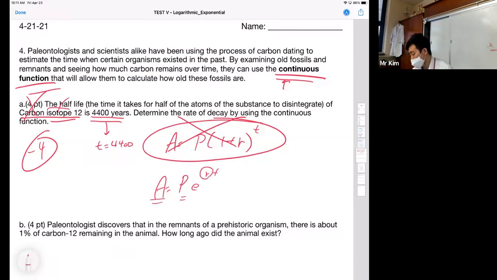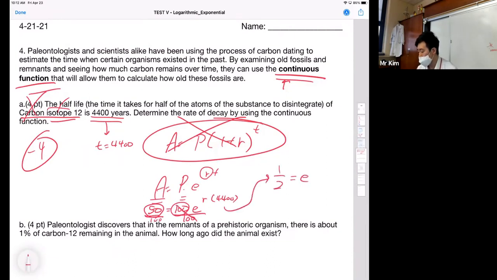So for the questions for the homework, I asked you to sort of make up the numbers. The half-life means if I were to start off with 100 of some things, you end up with 50 left over. That's a half-life. Half of your remaining carbon is left over. So you can do 50 equals 100 e to the power of R times 4,400. Of course, these two numbers have no significance whatsoever, because as soon as you divide that away, you get 1/2 equals e to the power of 4,400 R.